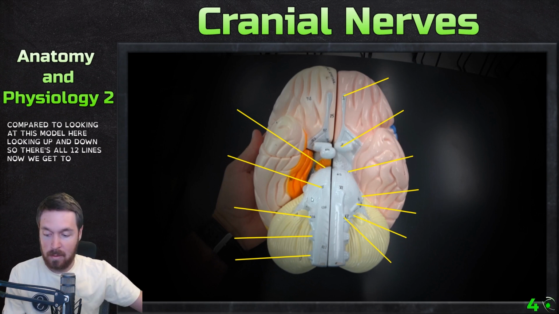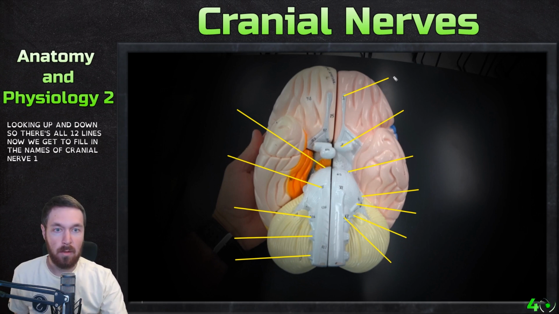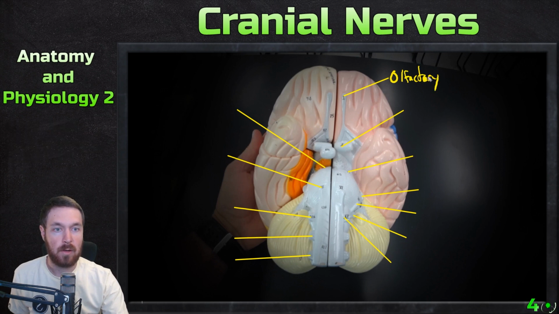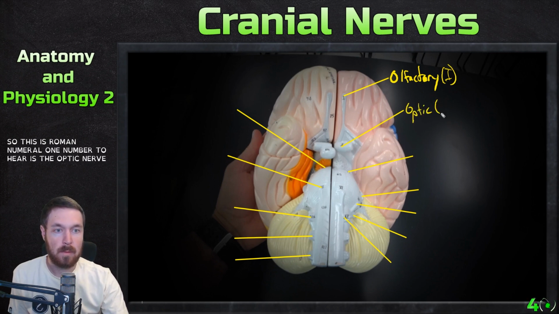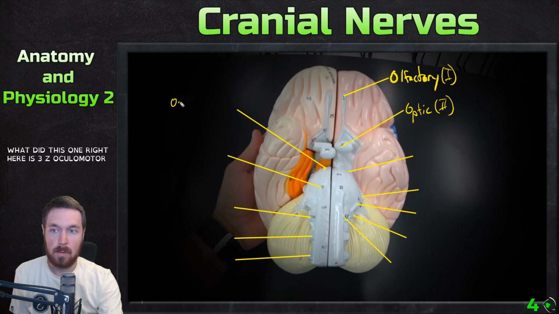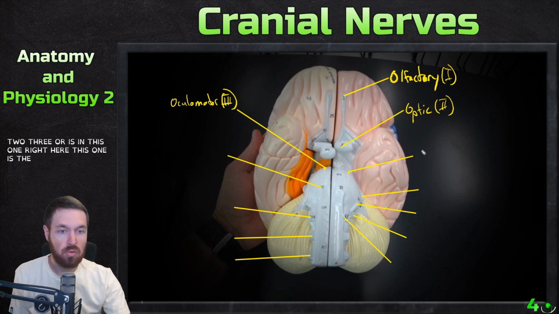Now we get to fill in the names. Okay, so Cranial Nerve 1 first. This is the olfactory. So this is Roman numeral I. Number 2 here is the optic nerve. 3 would be this one right here. So 3 is the oculomotor. 4 is in this one right here. This one is the trochlear.